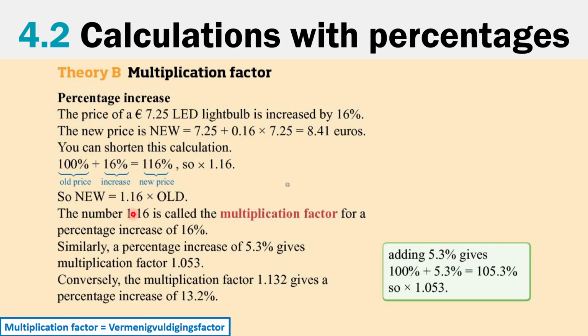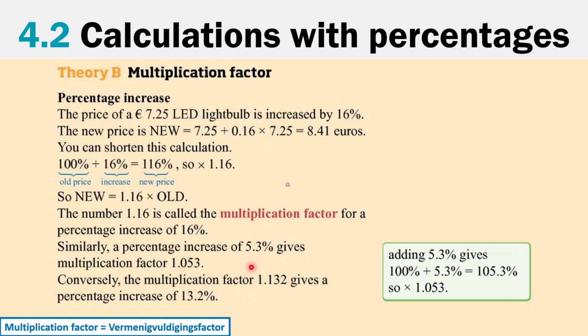This number that we now multiply with is also called the multiplication factor, or in Dutch, the vermenigvuldigingsfactor. You can calculate percentage increases and decreases by just taking 100%, adding the amount you're going to add, and then dividing that number by 100, because you can use your calculator. That should always go correctly, right? So here, 5.3% increase, you multiply with this number.